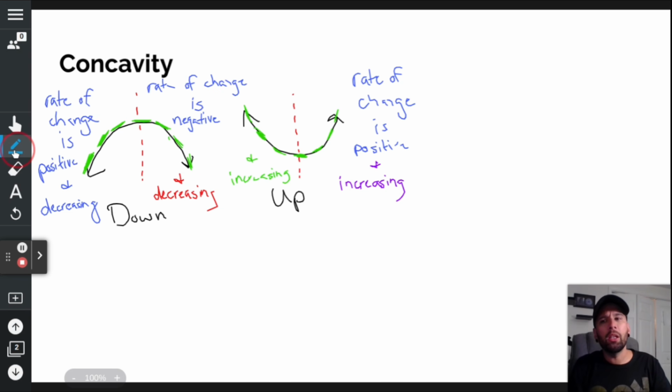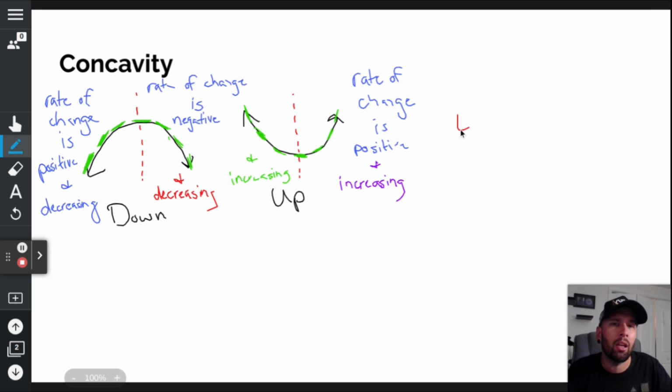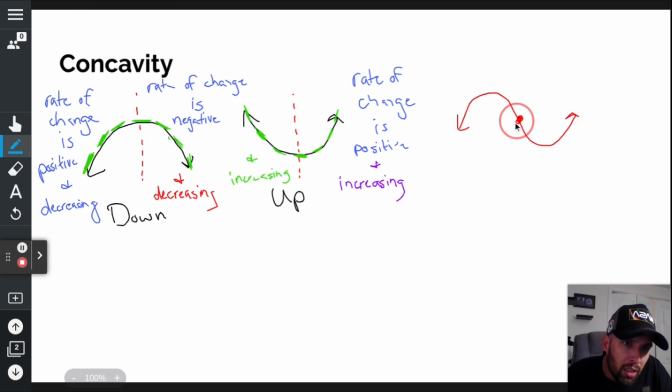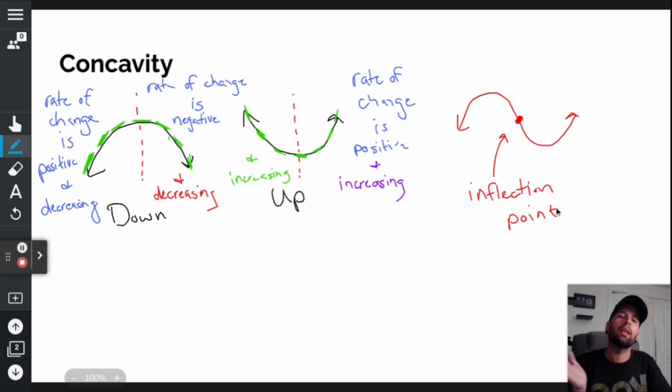Now, the other thing we need to know about concavity is whenever we have a change in concavity, so right now I'm concave down and then boom, all of a sudden concave up, that change in concavity right there has a name, and it's called an inflection point. A change in concavity is called an inflection point. If it doesn't change from concave down to concave up, or from concave up to concave down, then it's not an inflection point.